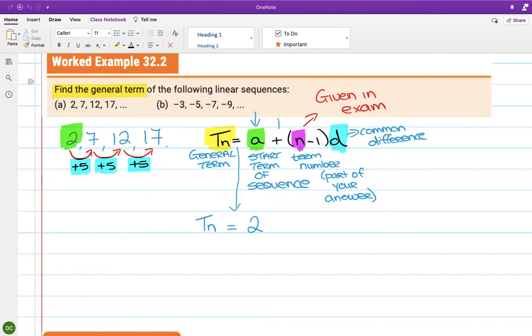After the A comes a plus, so I'll write that down. After that we get a bracket. So I'm here now. I said the n won't be replaced, so leave the n where it is. Minus 1 bracket. Okay, so I just copied that down. Next is D. D is the common difference, and I am going to replace that. So in this sequence, the common difference is 5. So I'm going to put a 5 there. Okay?